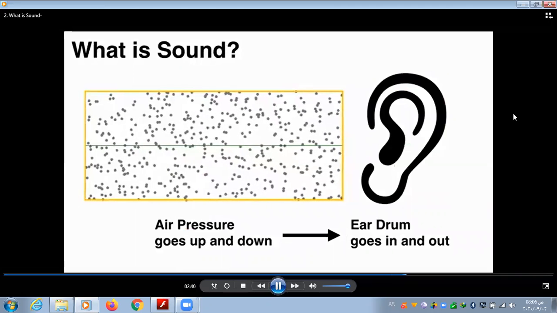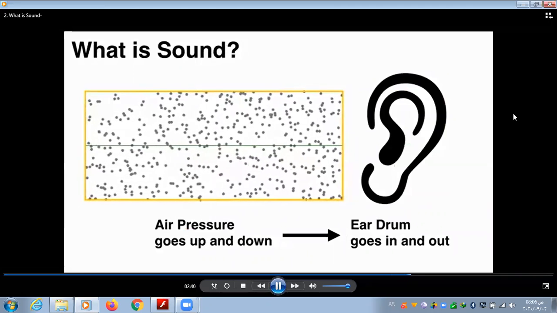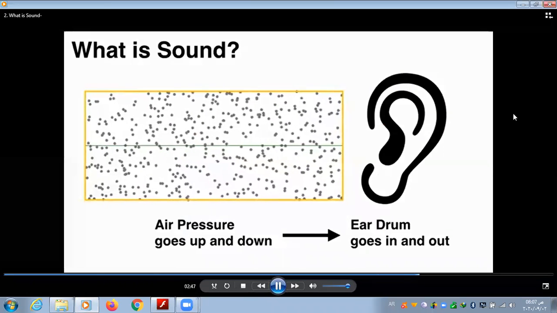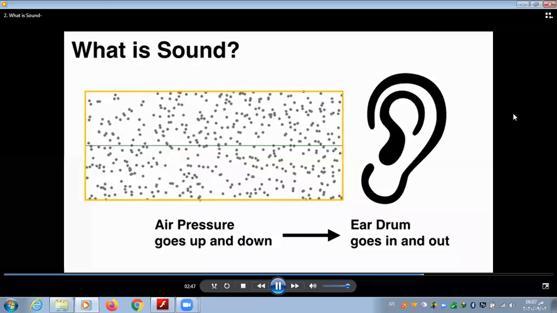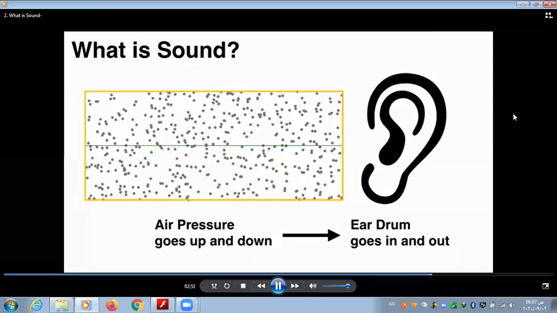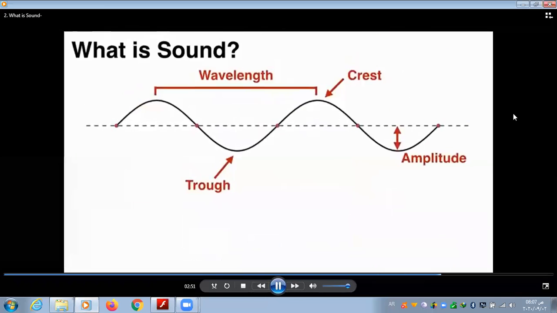Now, we can't see these ripples, but our ears can hear them. When the waves reach our ears, the air pressure goes up and down, and this makes our eardrums go in and out at the same rate. Our brain analyzes these signals and interprets them as sound. Otherwise, sound waves have all the same features as water waves.